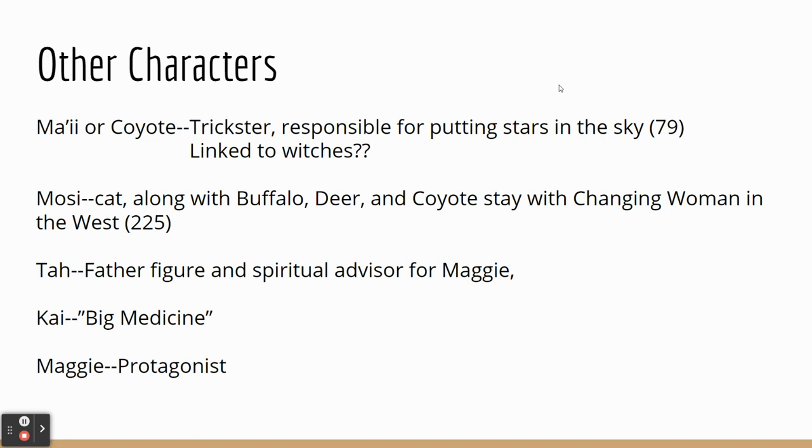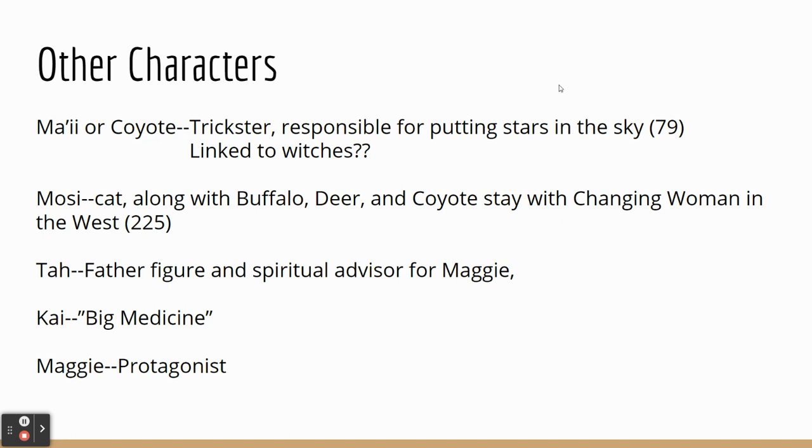The book also mentions Mosi, and Mosi's the cat. And in the book on page 225, along with buffalo, deer, and coyote, they stay with Changing Woman in the West. I have not found any real stories about that in my research, but I haven't looked as hard as I probably should have. But again, I want you to notice that the number 4 is here, that sacred number is here.